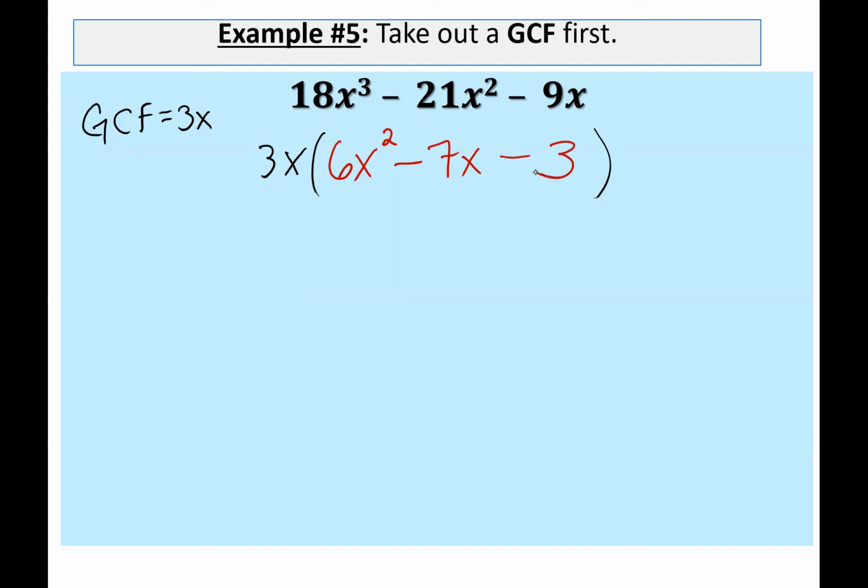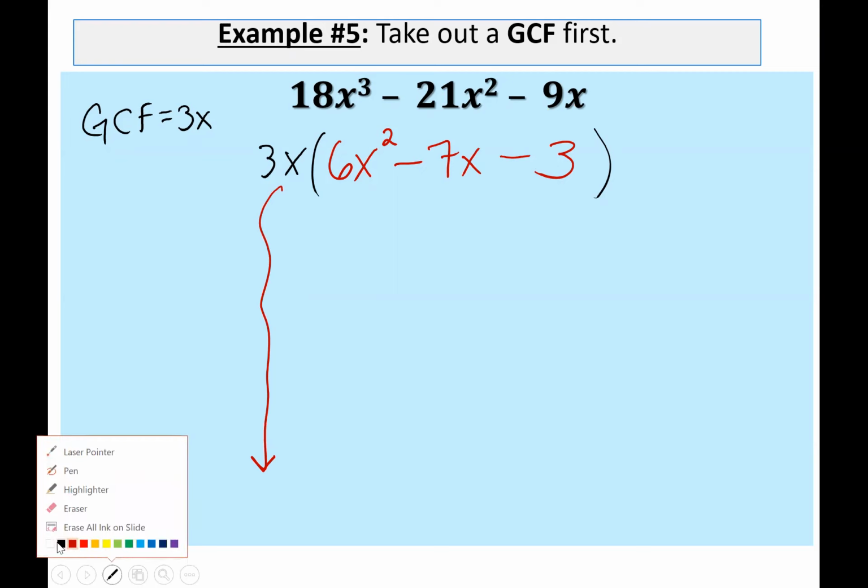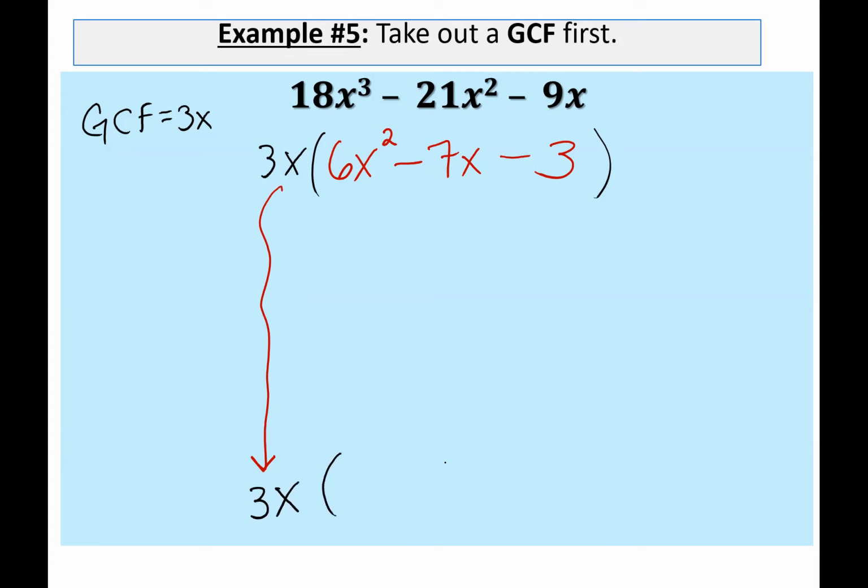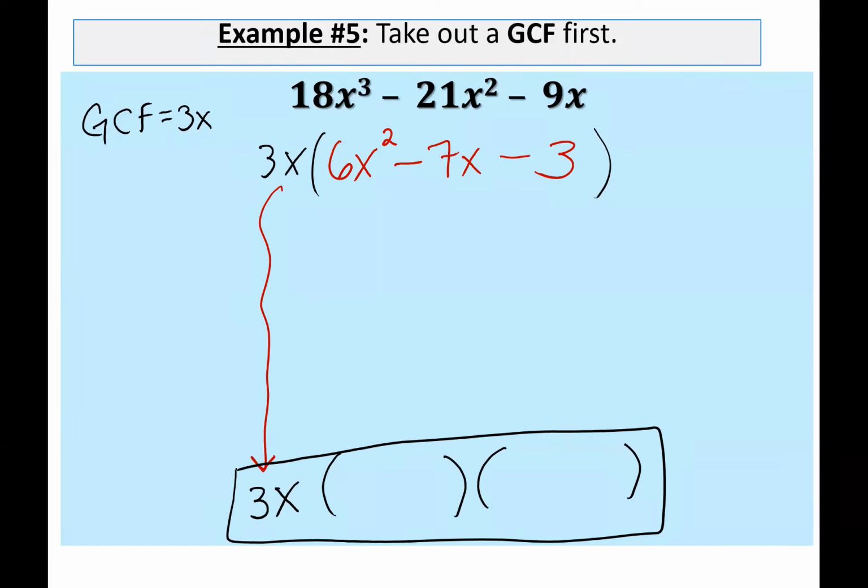All right, now we're about to do quite a bit of work here. Enough that we might forget about our GCF in the final answer, and we still need it there. So let's bring down that 3x so we don't forget about it. And then we'll focus on factoring the trinomial that's left over. So our final answer will have 3x and then something in parentheses and something else in parentheses.